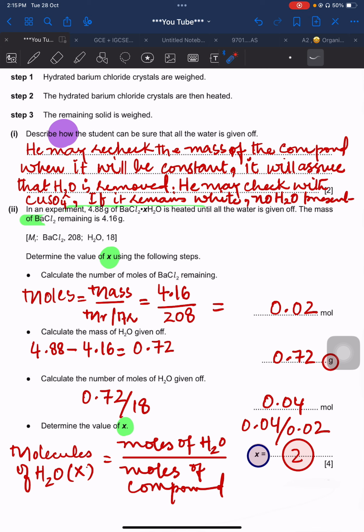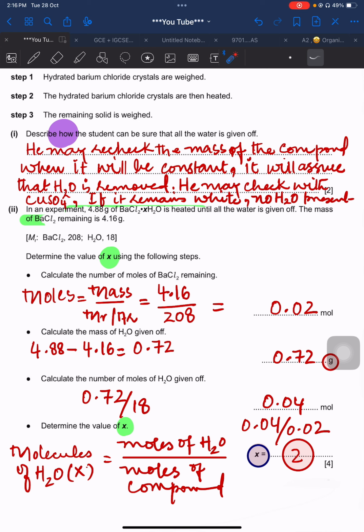Then the examiner asks in the next question, what is the moles of water? Moles of water is equal to mass of water divided by Mr of water. So it is 0.72 divided by 18, which gives you 0.04. That is the moles of water.